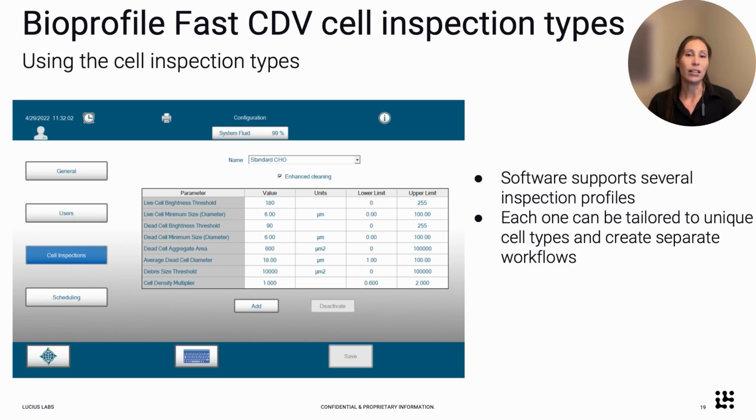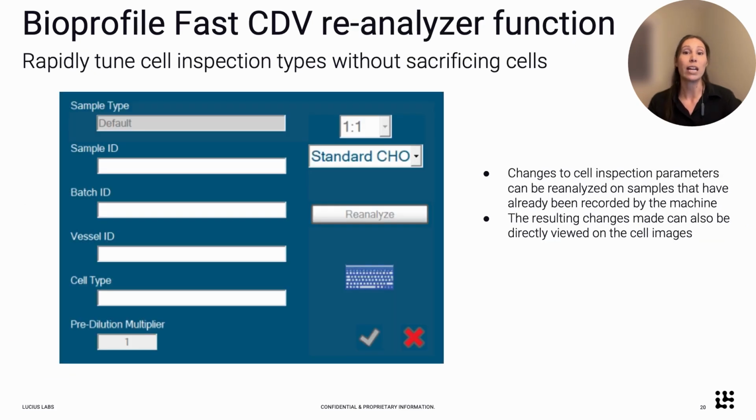and then we can, of course, change these if needed using what is, I think, very unique to this instrument, the reanalyzer function. The BioProfile FAST CDV reanalyzer function enables rapidly tuning cell inspection types without sacrificing cells. So changes to cell inspection parameters can be reanalyzed in samples that have already been recorded by the machine.